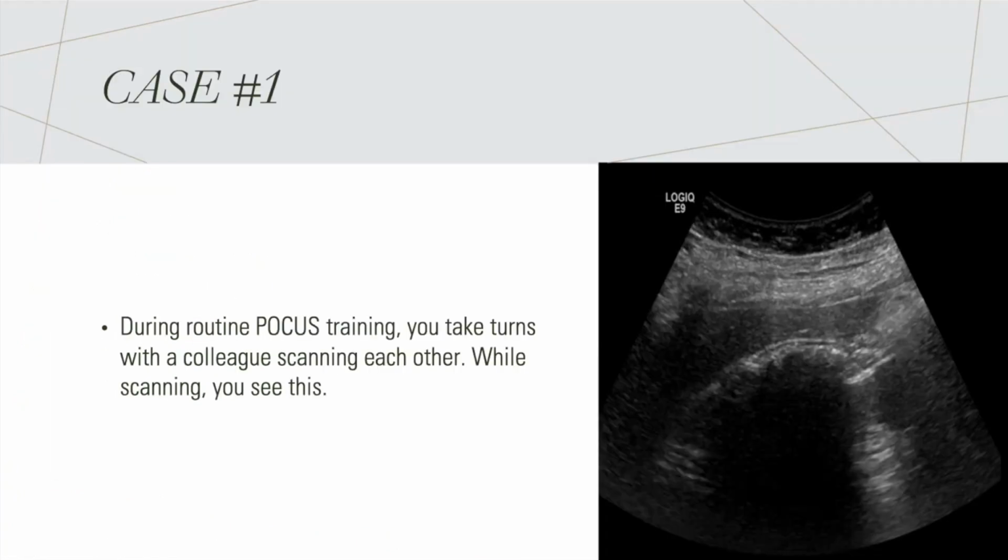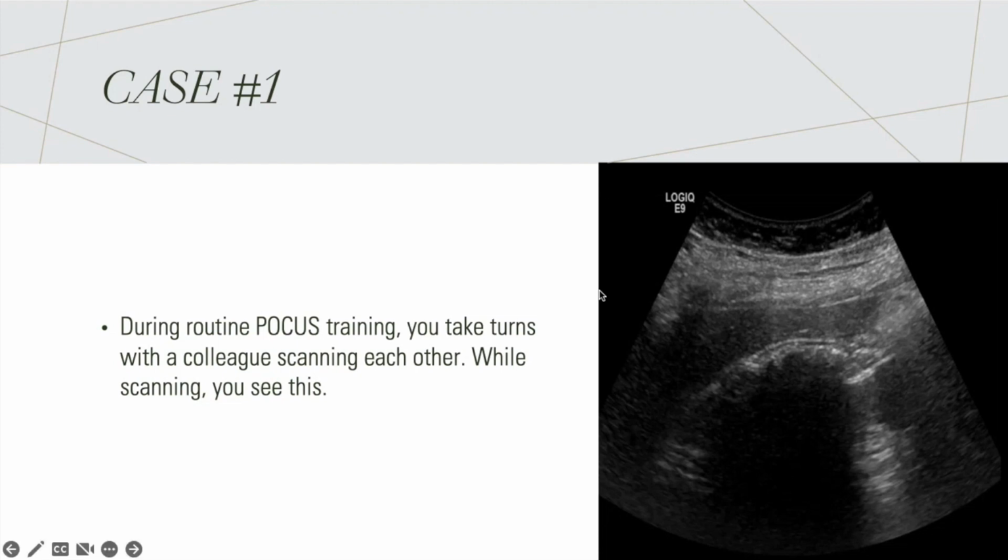So case number 1, during routine POCUS training, you take turns with a colleague scanning each other. While scanning, you see this. So as we look at this image, we want to make a comment on the probe type. So we have a curvilinear probe here. I know this because of the curved structure here that we're seeing, as well as the image we're getting out from the sides. We are in a medical orientation as we have the probe marker to the left of our image here. As we're going through, we also want to comment on the quality of the image itself.